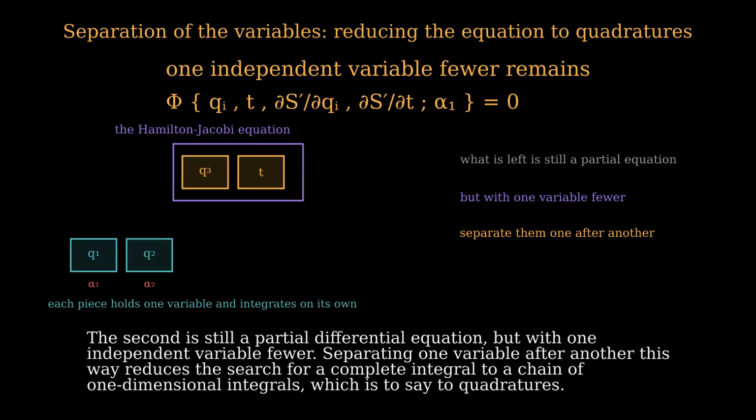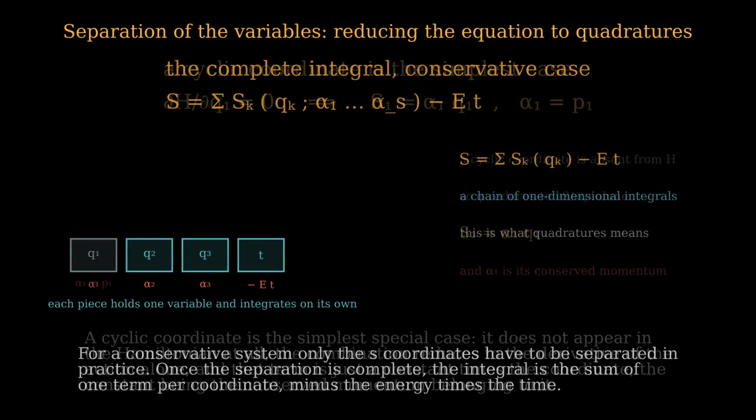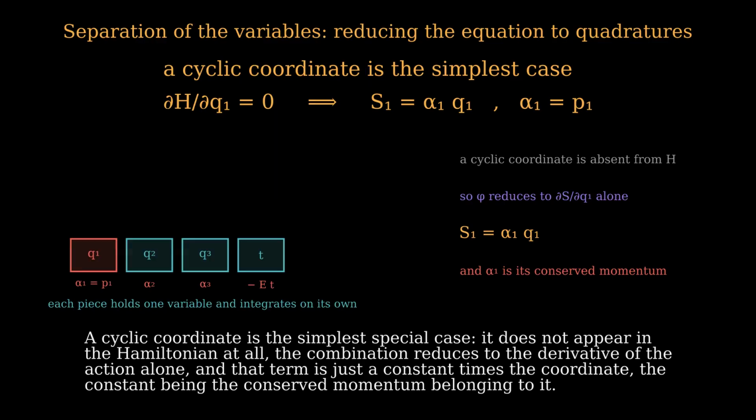The second is still a partial differential equation, but with one independent variable fewer. Separating one variable after another this way reduces the search for a complete integral to a chain of one-dimensional integrals, which is to say to quadratures. For a conservative system, only the s-coordinates have to be separated in practice. Once the separation is complete, the integral is the sum of one term per coordinate, minus the energy times the time. A cyclic coordinate is the simplest special case.